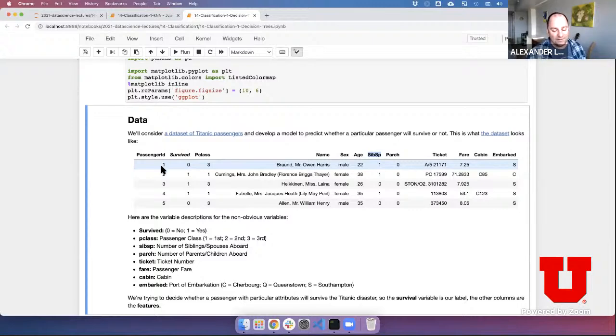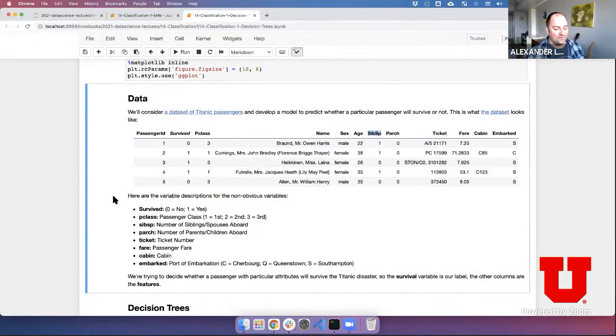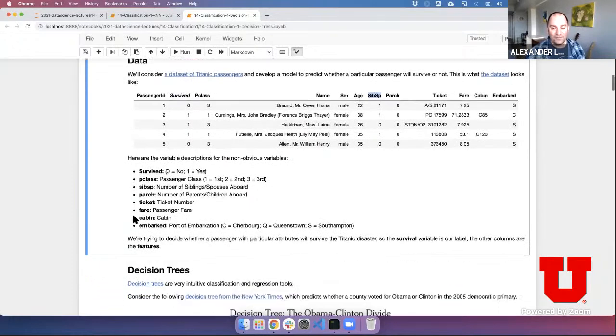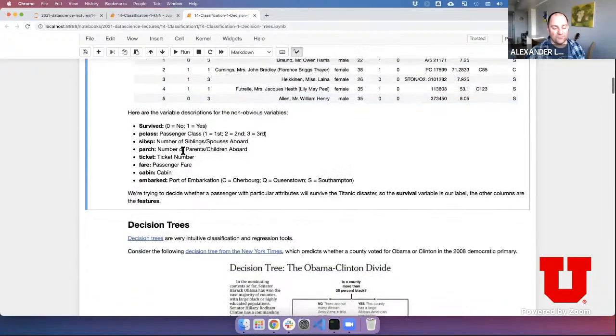But intuitively, it also makes sense, right? Especially given social convention, we would expect children to survive more frequently than adults. We would expect women to survive more frequently than men. And maybe there is an effect of passenger class, right? Maybe people in first class were prioritized in rescues, or maybe people in first class were on higher decks and had easier access to the boats. Maybe something like this is happening here. So we want to use this data set to predict survival.